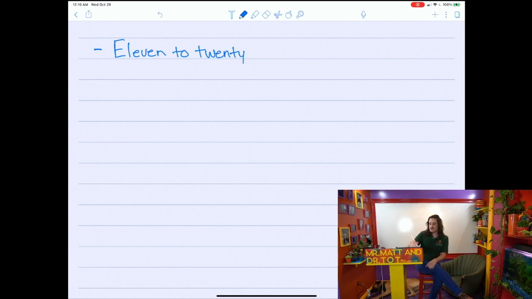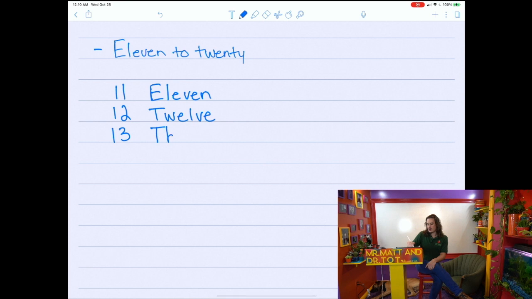So starting with 11, 11 is written as so, and it's spelled E-L-E-V-E-N. Then we have 12, T-W-E-L-V-E. Then we have 13, T-H-I-R, T-E-E-N. Notice the beginning of the teen suffix there.